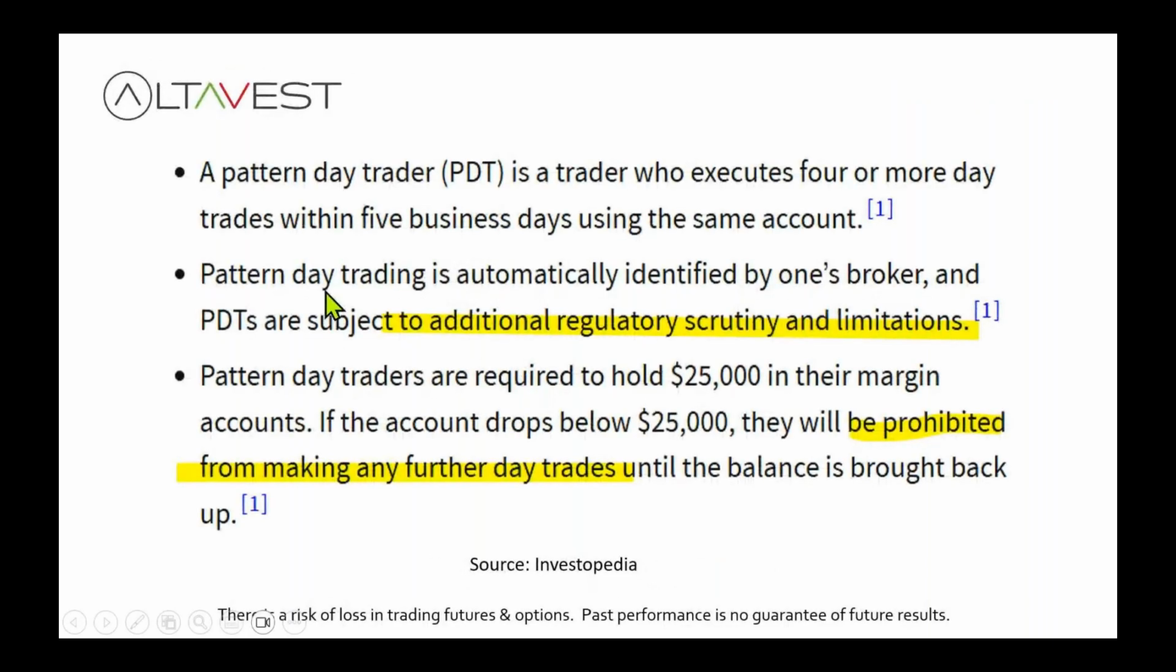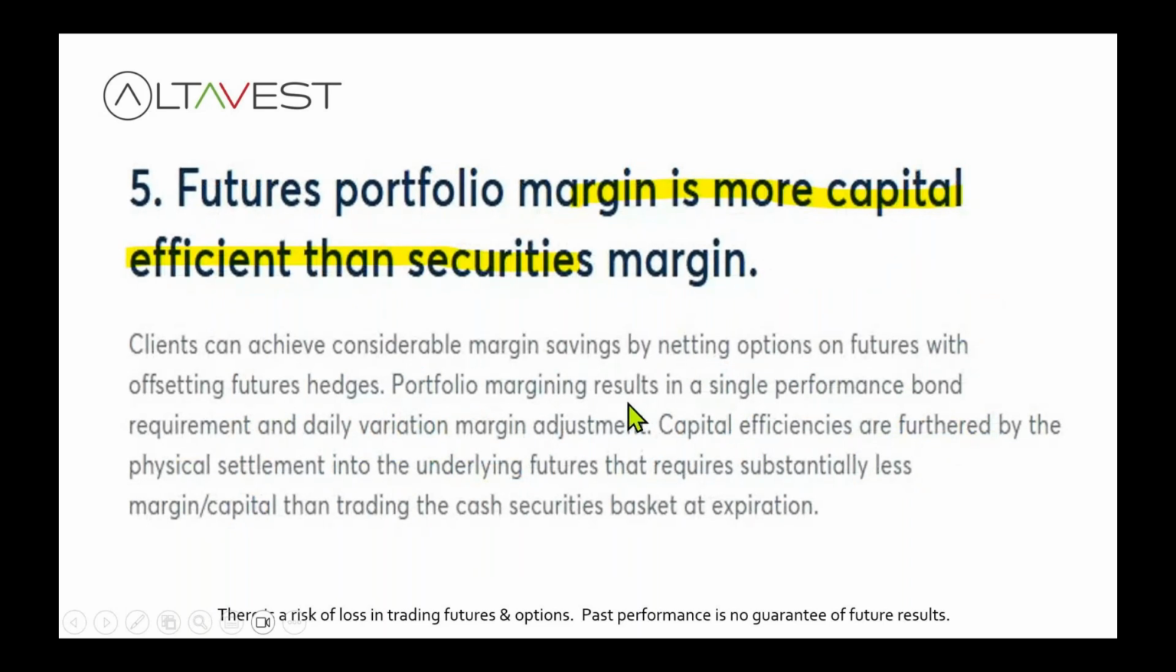So if you're identified as a pattern day trader on the securities side of things, you get additional regulatory scrutiny and limitations. And then if your account falls below 25 grand, you're prohibited from making further trades until you bring the balance up and so forth. So it's a bit of a conundrum to be categorized as a pattern day trader. And all it takes is if you execute 4 or more day trades within 5 business days in the same account, then the SEC basically has you on their list. So you don't have that nonsense when you're trading with futures options. Margin is more capital efficient compared to securities.